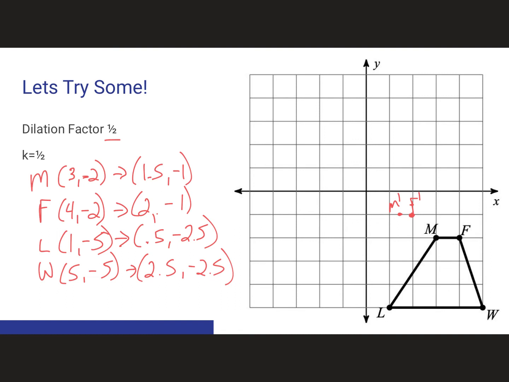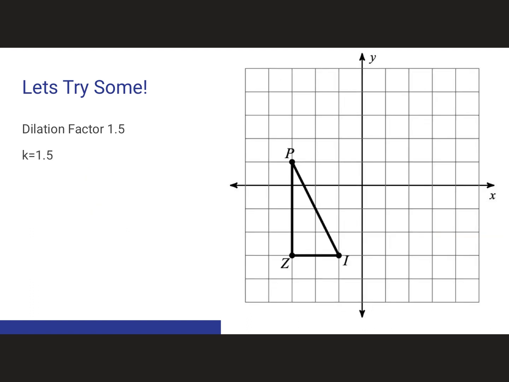Then the point 1.5, -2.5 is about right here. And then 2.5, -2.5 is about right here. So that would be L and W. Again, I connect my points. You see I have the exact same shape. The lines are still parallel. MF is parallel here. It's parallel here. My angles are the same. This angle is the same as this angle, but it's just a smaller shape.